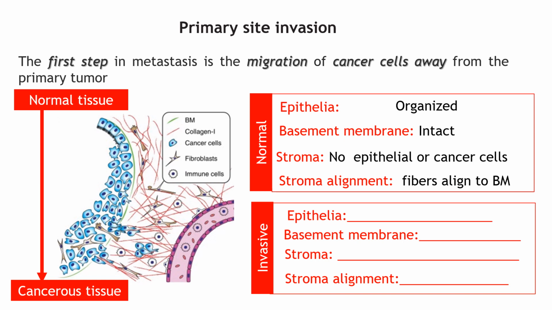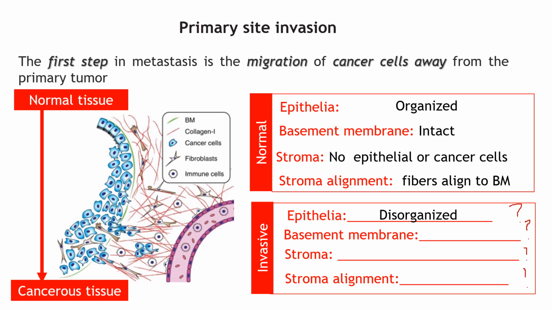Okay, now for the assignment, I want you to send me this filled in. What happened when it's invasive? What happened to the epithelial, to the basement membrane, to the stroma, and to the alignment of the collagen fibers? Okay, so stop the video if you want and write those things down.